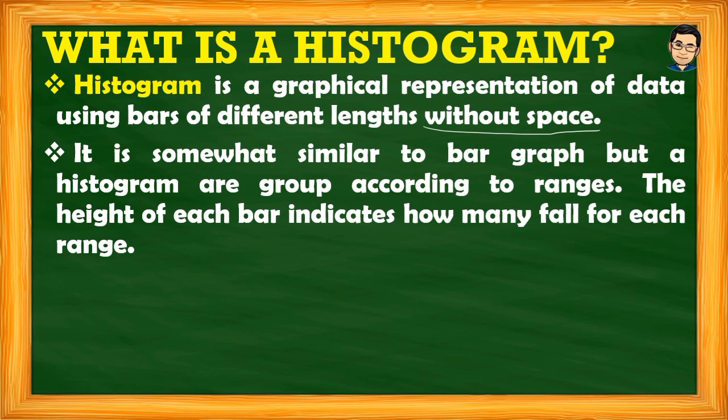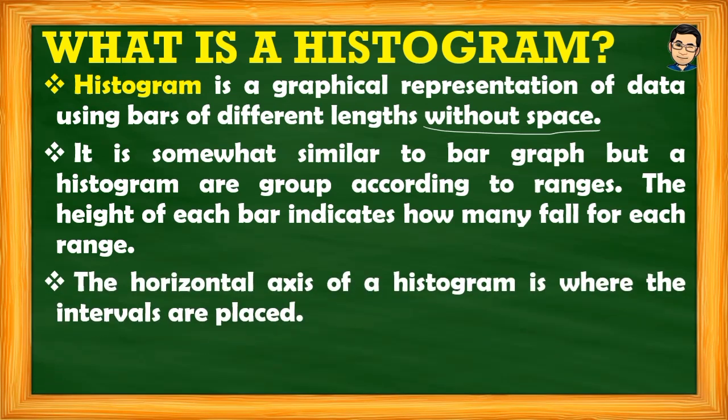Like, for example, kung kino-compare natin yung mga brand ng damit. Okay. So, bar graph po yun. So, hindi po natin i-represent yun using a histogram. And then, the horizontal axis of a histogram is where the intervals are placed. So, meron tayong vertical and horizontal axis. So, horizontal axis yung nakapahiga. So, doon natin makikita yung mga intervals na sinabi ko kanina, yung 1 to 5, 6 to 10. So, sa vertical axis naman, doon natin usually makikita yung frequency.